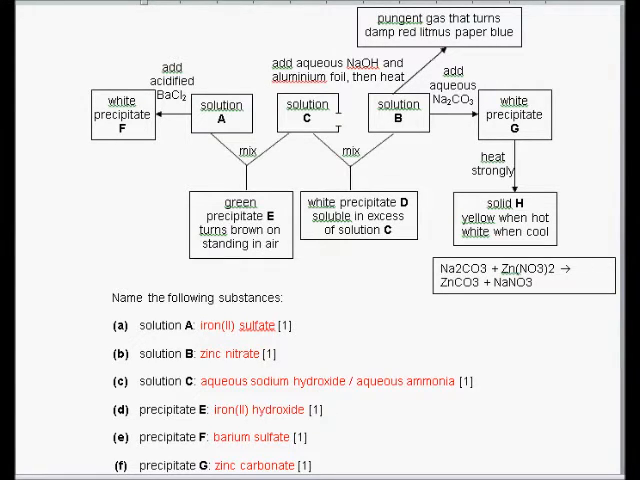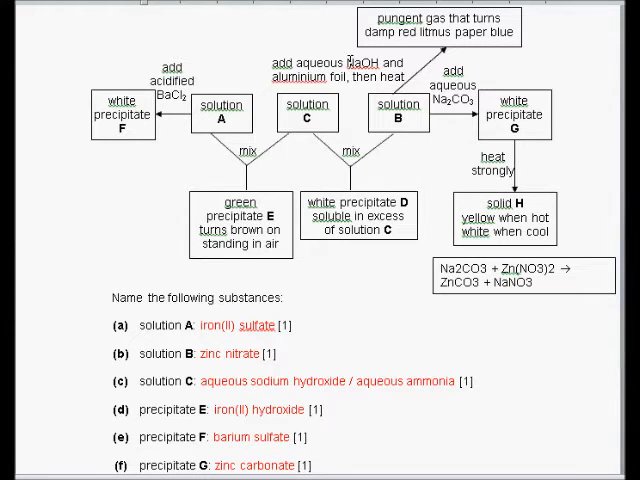Okay, here. Then over here, mix, you get a white precipitate soluble in excess of solution C. Now, soluble in excess, it can either be zinc, aluminium, or lead 2. Okay, so this solution B can either have zinc ion, aluminium ion, or lead 2 ion.